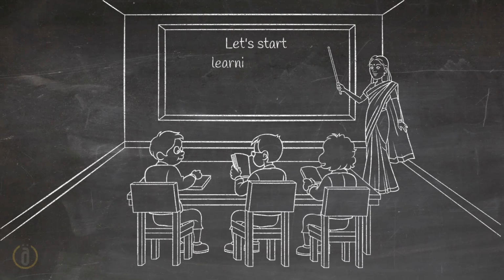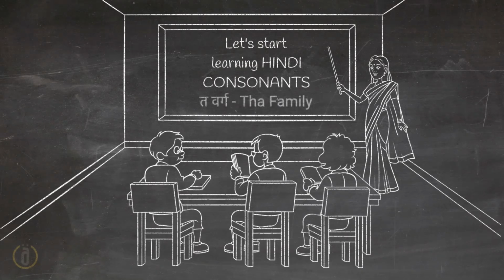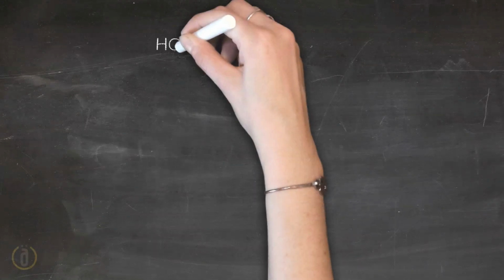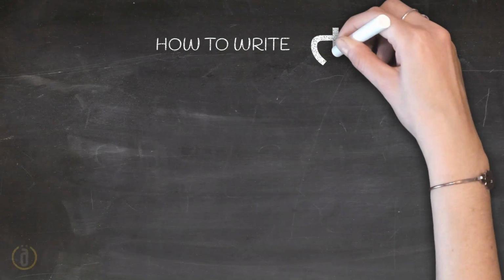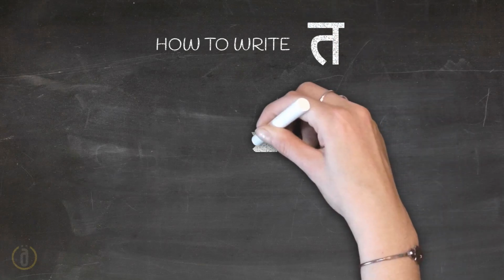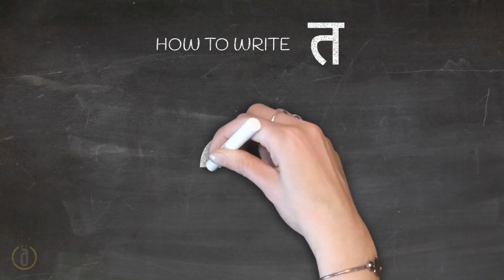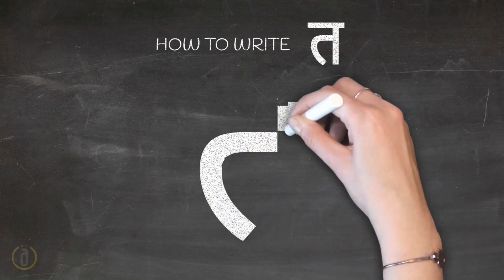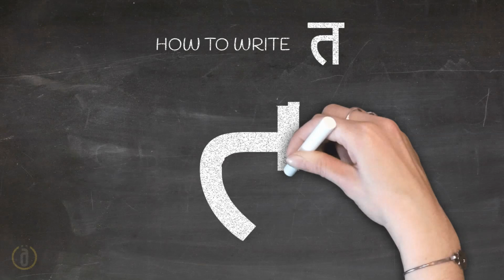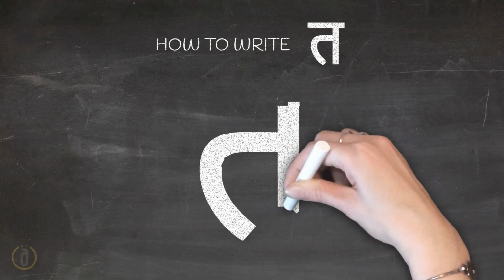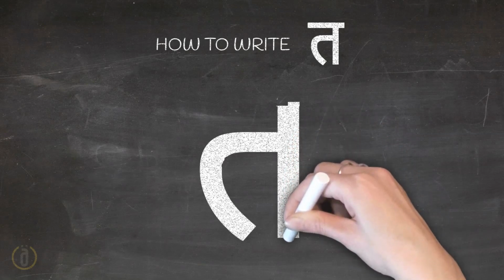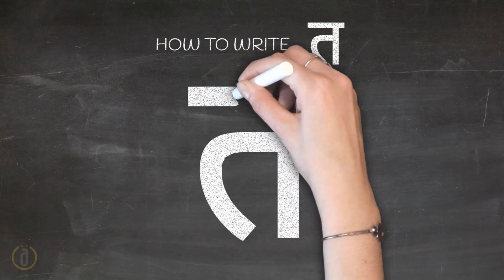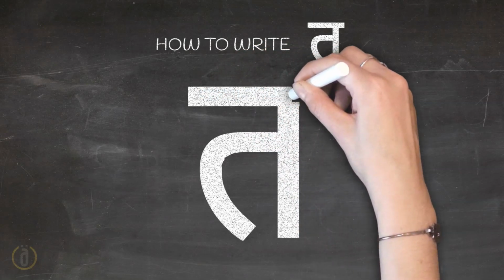Let us start learning Hindi consonants, the VARG, the family. How to write the? Start with a sleeping line and bring it downwards. Connected to that, draw a standing line and finish it with a sleeping line.